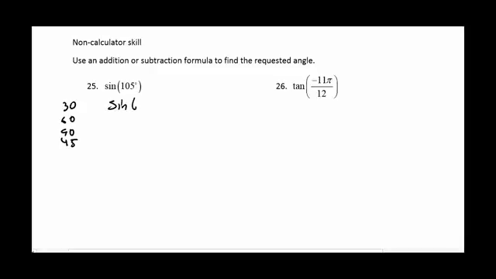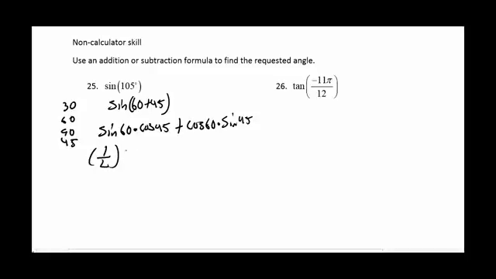So sine of 60 plus 45 will give me 105. So the sum of sine formula is sine of 60 times cosine of 45 plus cosine of 60 times sine of 45. And so then I am just writing down the sines and cosines. For 60, it's 1/2 times the square root of 2 over 2 plus square root of 3 over 2 times square root of 2 over 2. And so if I multiply across, I get square root of 2 plus the square root of 6 all over 4.